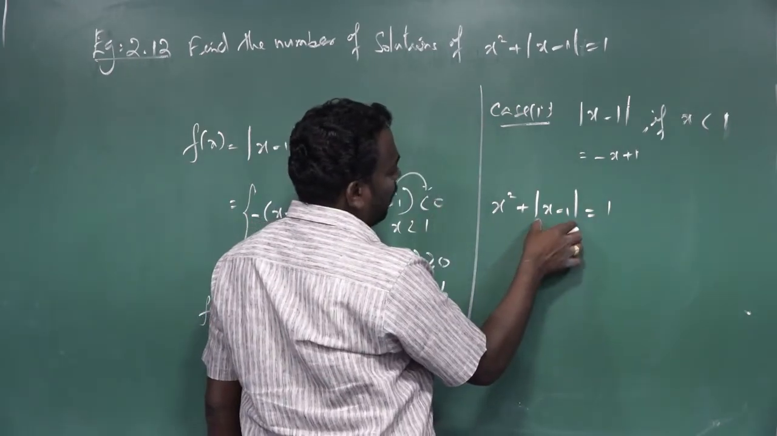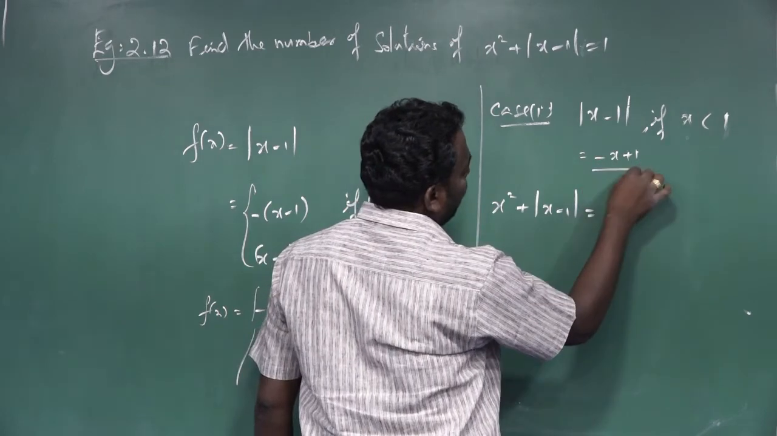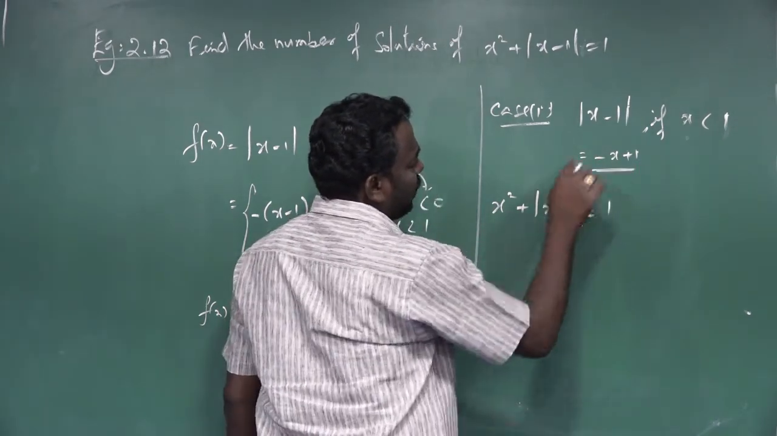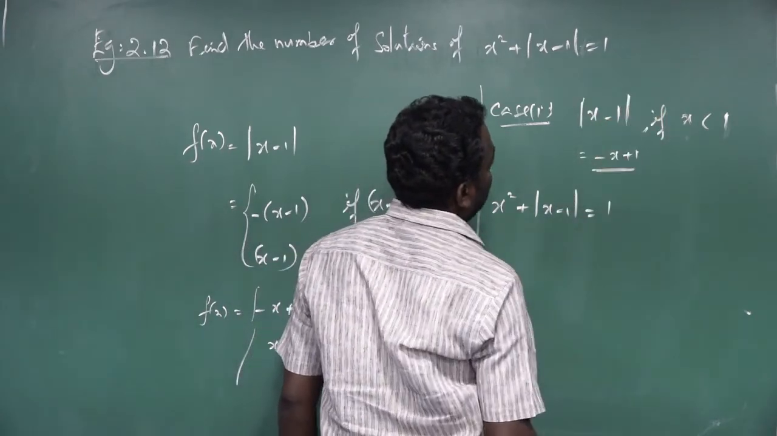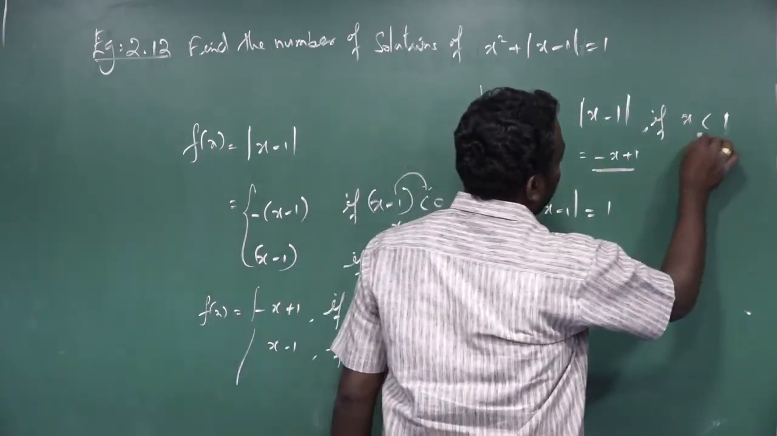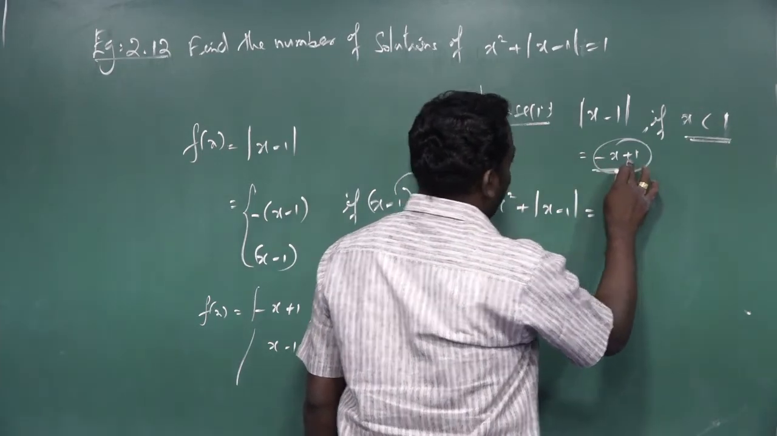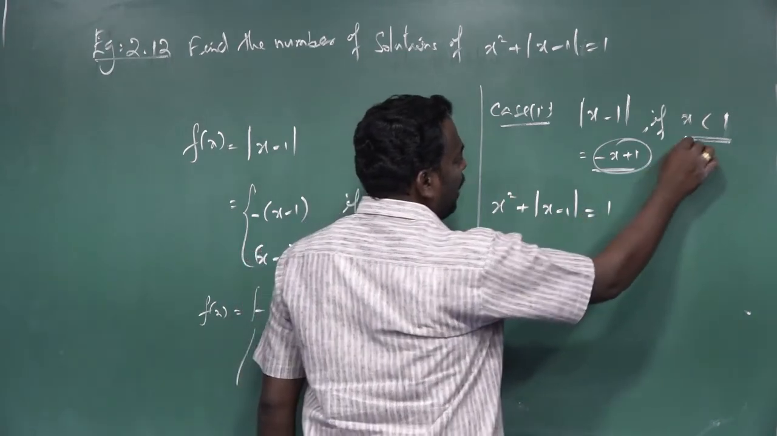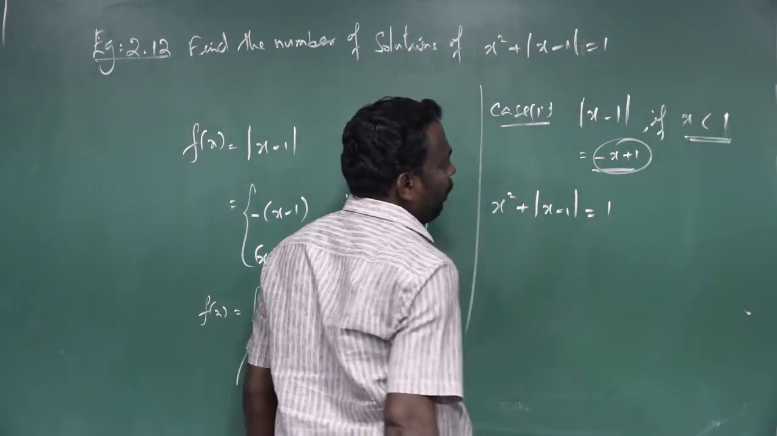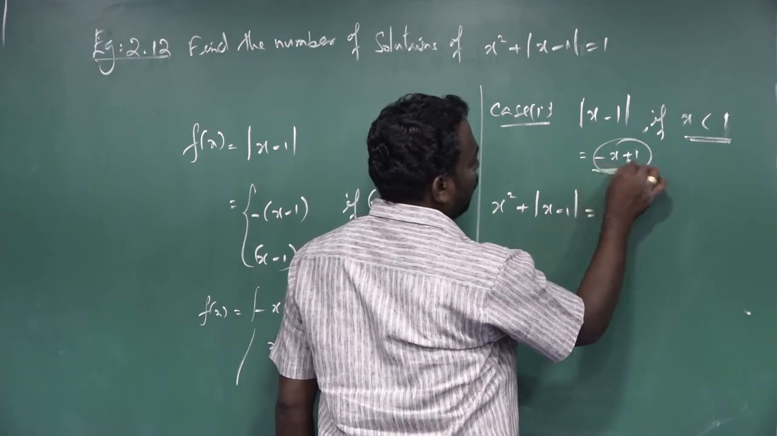Just replace modulus of x minus 1, where x is less than 1. What is the function value? Minus x plus 1. If the modulus of x minus 1, when x is less than 1, the function value is equal to minus x plus 1. Therefore, we replace it with the function value equal to minus x plus 1.